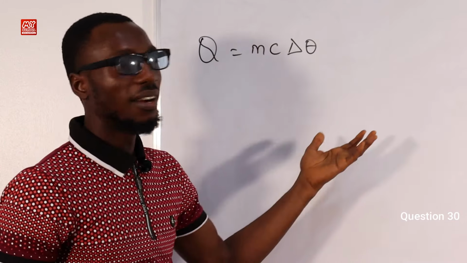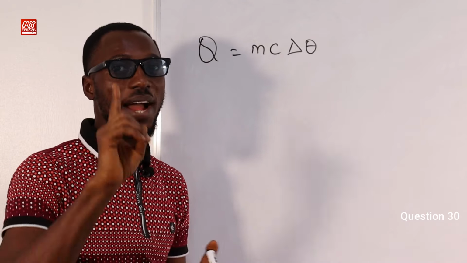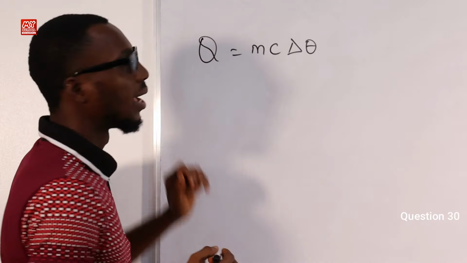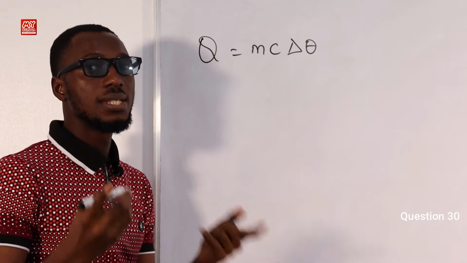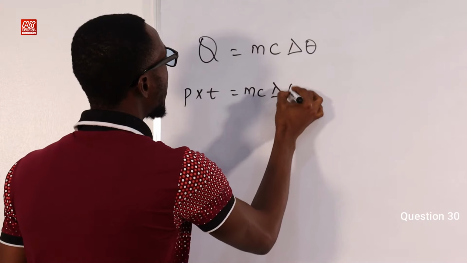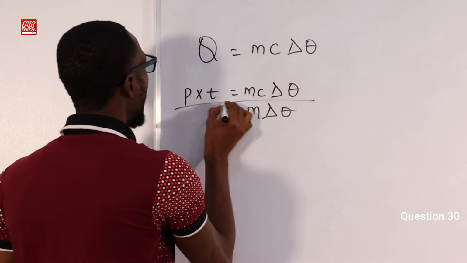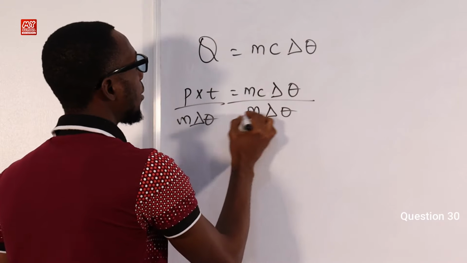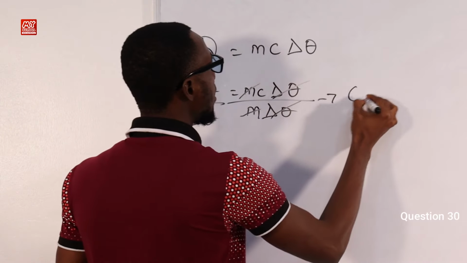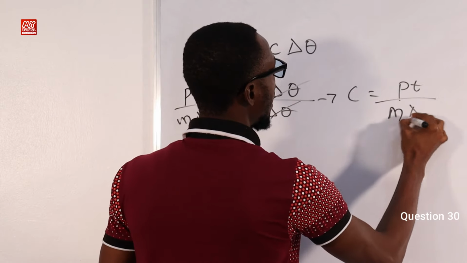Remember, specific heat capacity is the energy you need to raise 1 kilogram of that particular substance by 1 degree Celsius. We're using this, and remember that energy equals power times time. So that is P times T equals mc delta theta. We are finding c, dividing both sides by m delta theta, so this is struck out at this end. So we have c equals PT over m delta theta.